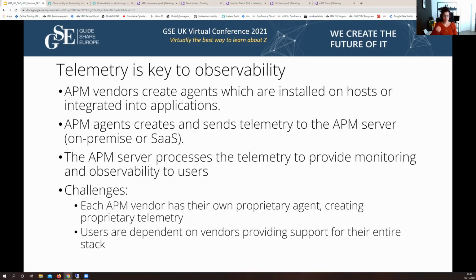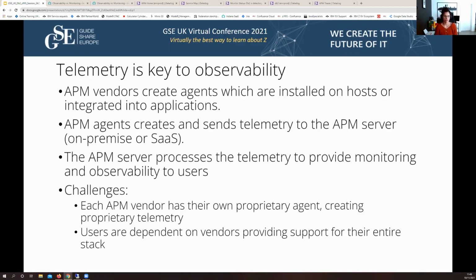So how do APM vendors provide that to us? They create agents or software that we install into our applications, onto servers. And those agents create traces, metrics, and logs and send them to servers, where they are processed and create visualization of the data, alert us on events, and more. But there is a problem with that construct, because an APM agent creates proprietary traces. So traces or telemetry created by APM agent X can only be processed by tool X. It cannot be processed anywhere else.